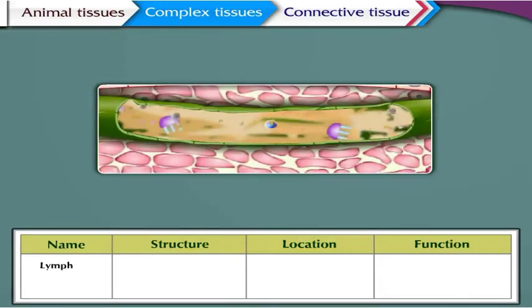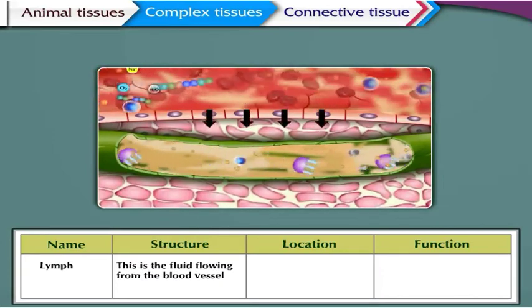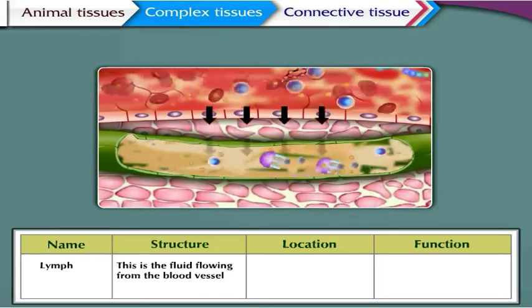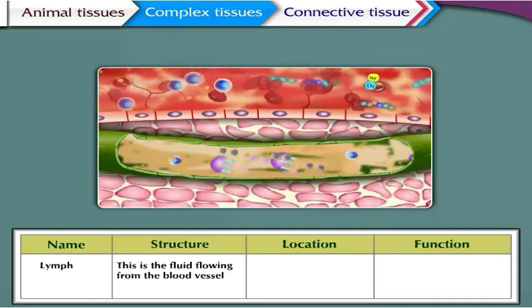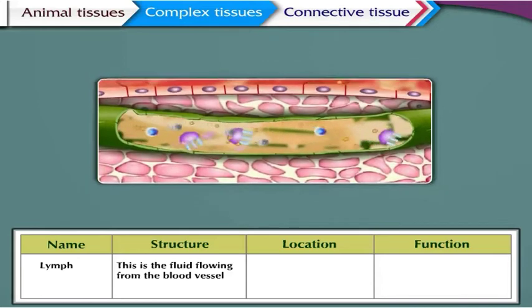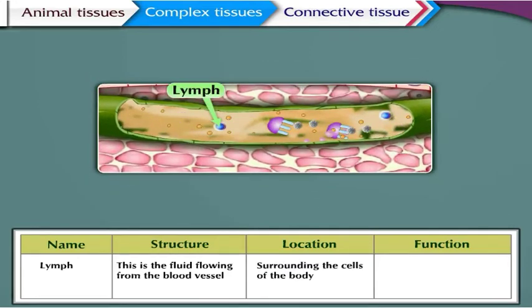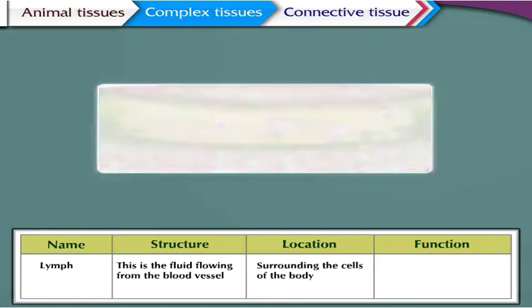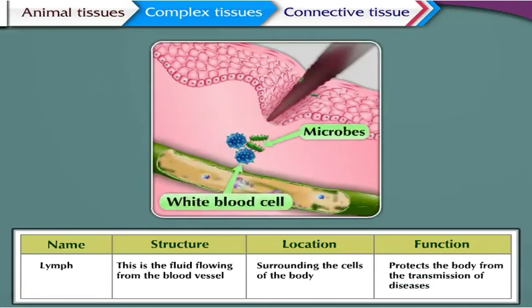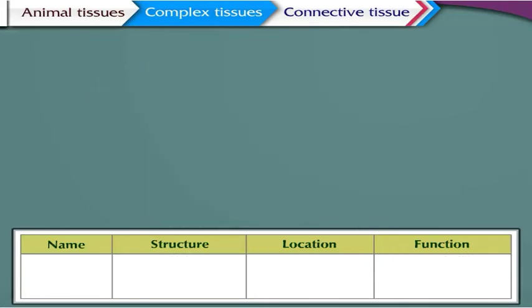Lymph. This is the fluid flowing from the blood vessels. Red blood corpuscles are absent in them. Lymph is present surrounding the cells. The lymph protects the body from the transmission of diseases.